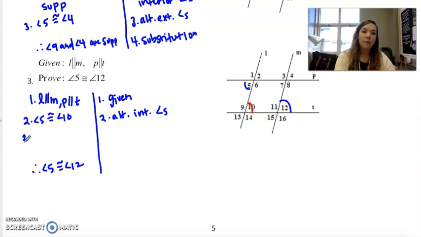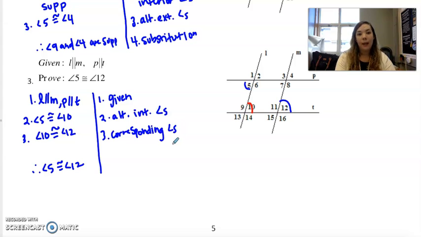And then let's connect 10 and 12. Angle 10 and angle 12 are congruent. So angle 10 is congruent to angle 12 because they are corresponding angles. So you got to know your angle pairs. And then I can get rid of our 10s here. We can say 5 is congruent to 12 by the transitive property.